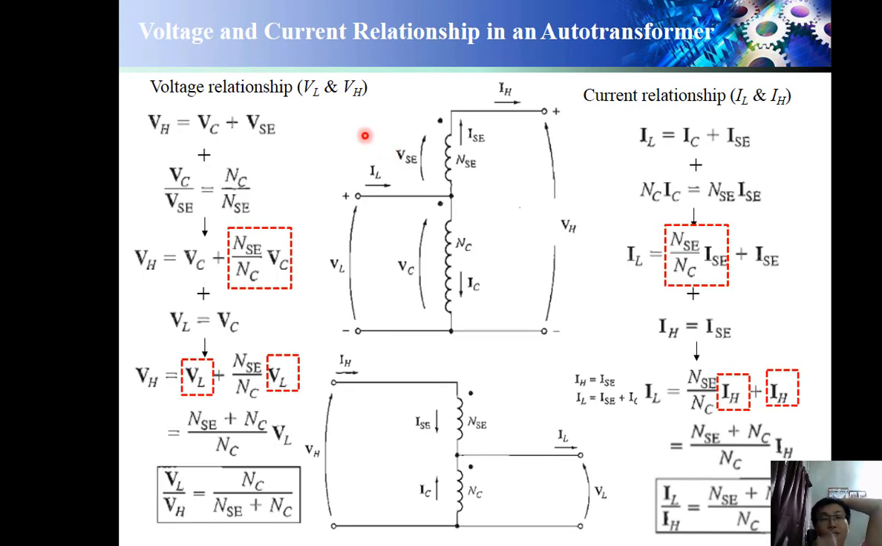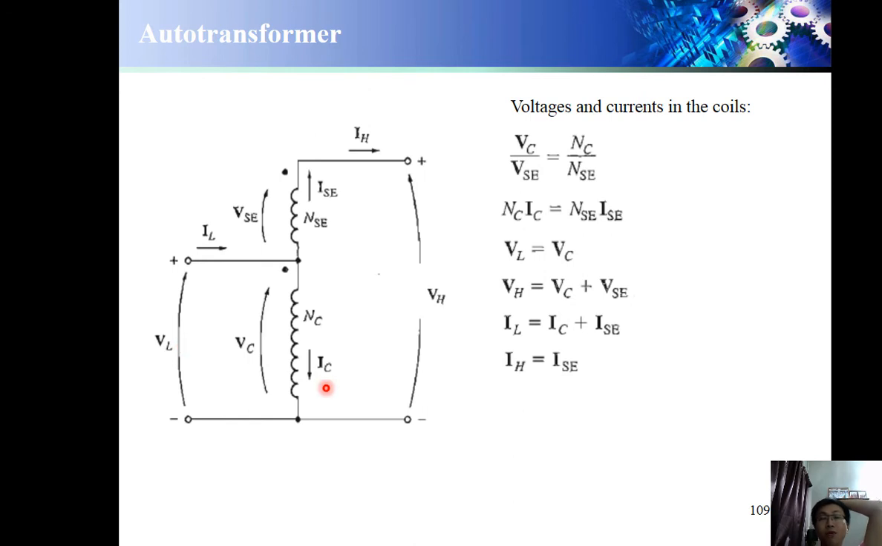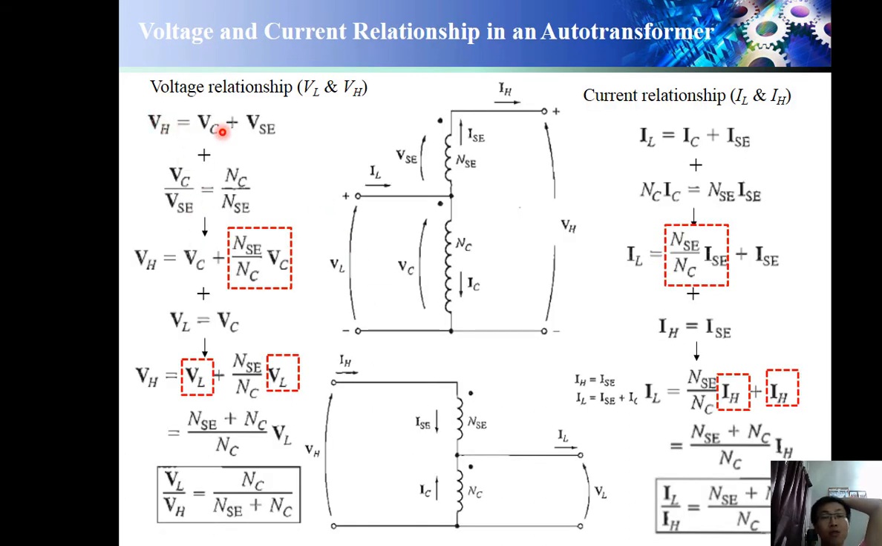Then we want to study the voltage and current relationship in an auto transformer. First of all, just now we have VH equals VC plus VSE. This happens for both step up and step down auto transformers, but here I only display the step up auto transformer. So VH equals VC plus VSE. This one is a step up auto transformer, this one is a step down. So VH is VC plus VSE. Same as well, VH equals VC plus VSE.